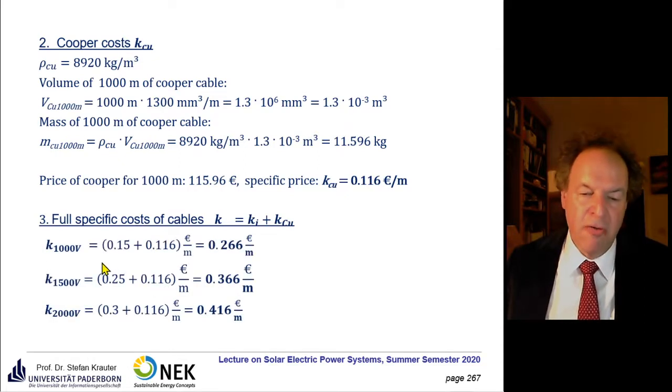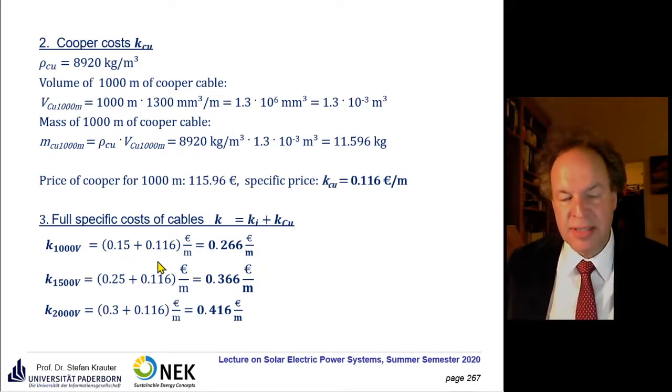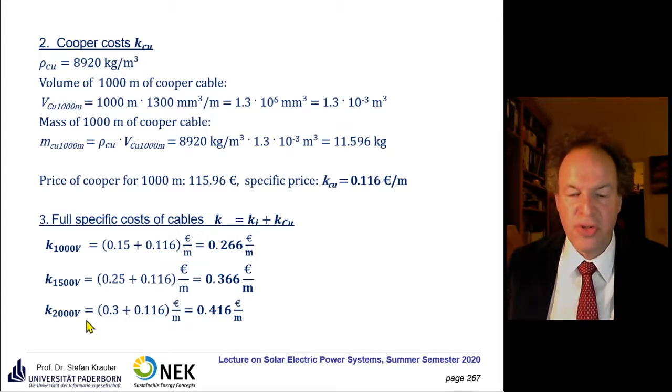We have here for the 1000 volts, the insulation is cheapest. Copper price is all the same for all three options because we keep the same diameter of the copper wire inside, the conductor inside. So the final costs for the 1000 volt option is 26.6 cents per meter. For the 1500 volt option it is 36.6 cents per meter, and for the 2000 volt option it's 41.6 cents per meter.